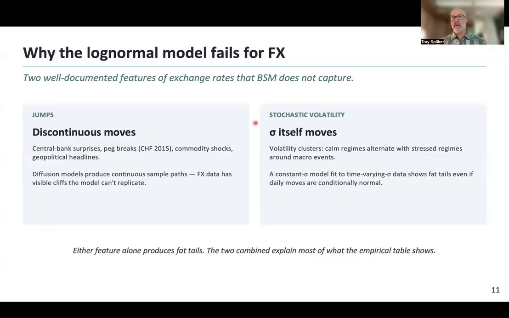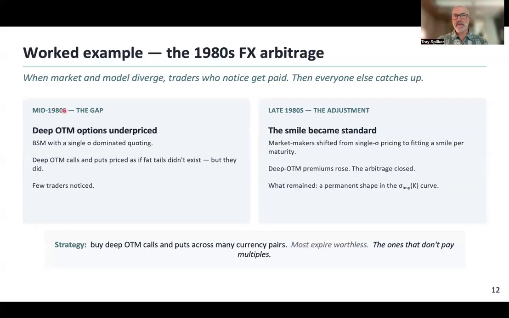Either of these problems alone would produce these fat tails we see, but we have both of them. So they explain most of what we see in the empirical data. And we have some evidence for this. So back in the 1980s, when Black-Scholes Merton model was the dominant pricing model, most market makers quoted off the single at the money sigma, right? Which meant that deep out of the money calls and puts were priced as if those tails barely existed, right? The log normal distribution. But in reality, FX options have fat tails.